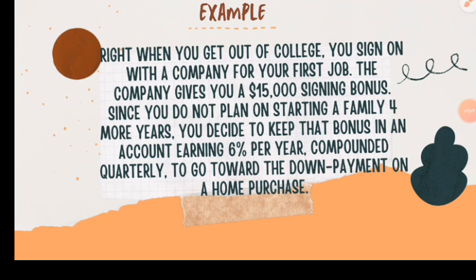For example, right when you get out of college, you sign on with a company for your first job. That company gives you a $15,000 signing bonus. Since you do not plan on starting a family for 4 more years, you decide to keep that bonus in an account earning 6% per year compounded quarterly to go toward the down payment on a home purchase.